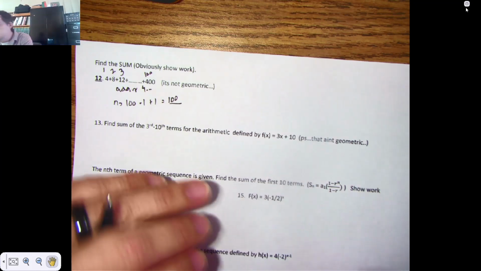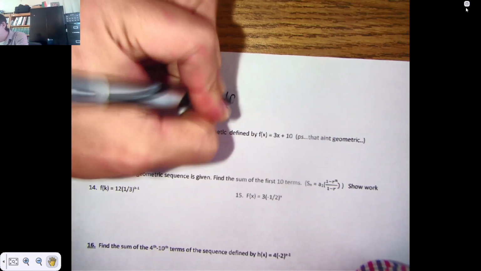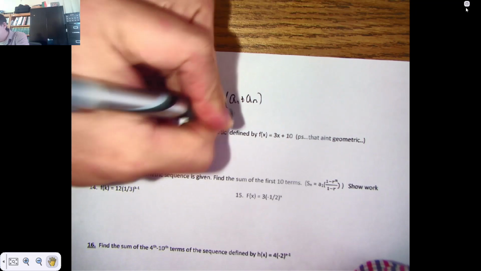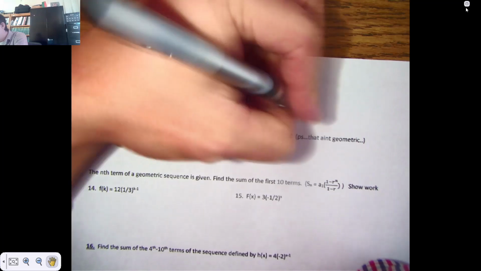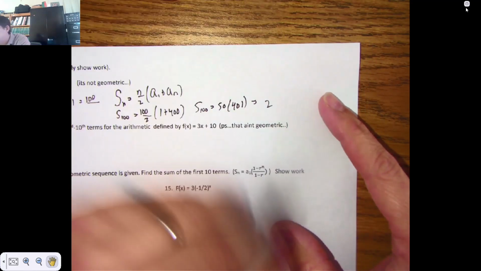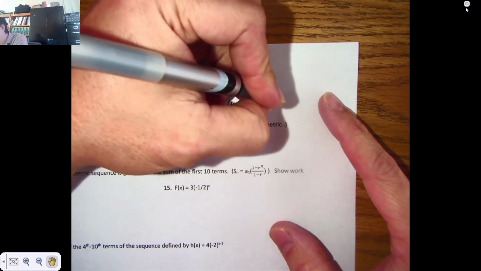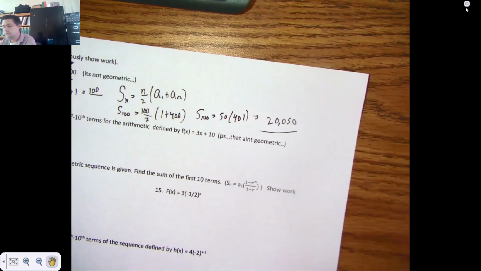And now we have everything we need, if we remember the formula. According to Gauss, the sum of n things for an arithmetic sequence was n over 2 times a sub 1 plus a sub n. There are 100 things, so 100 over 2. First term is 1, last term is 400. So the sum of 100 things is 50 times 401. Let's see, 5 times 4 is 20, 2,000, 20,005, 20,050. That should be my result. Check that, because it is a Monday morning. Yeah, 20,050.